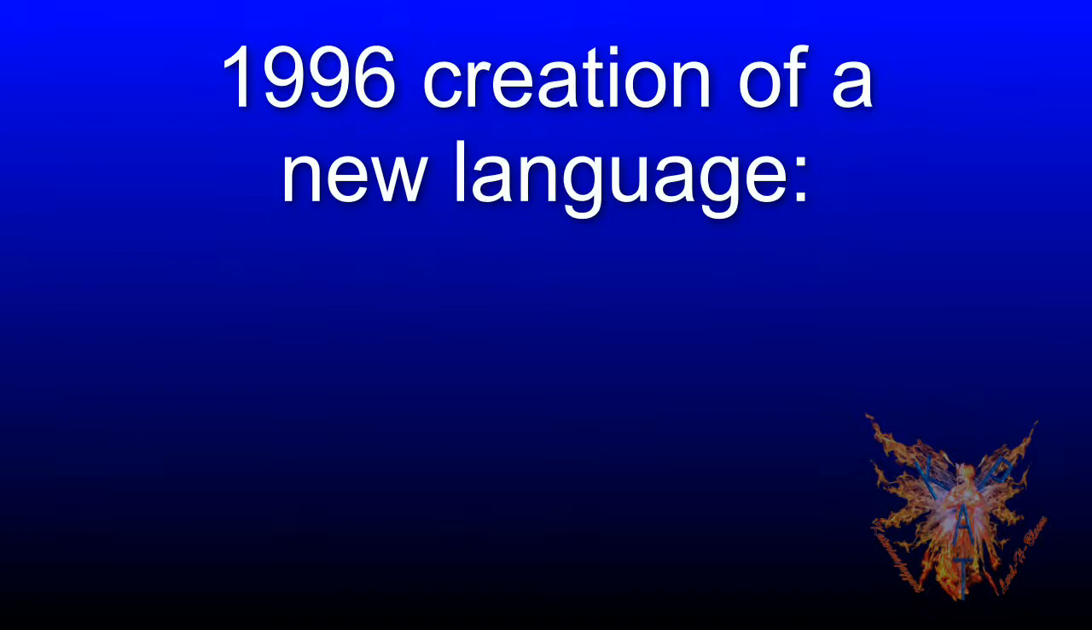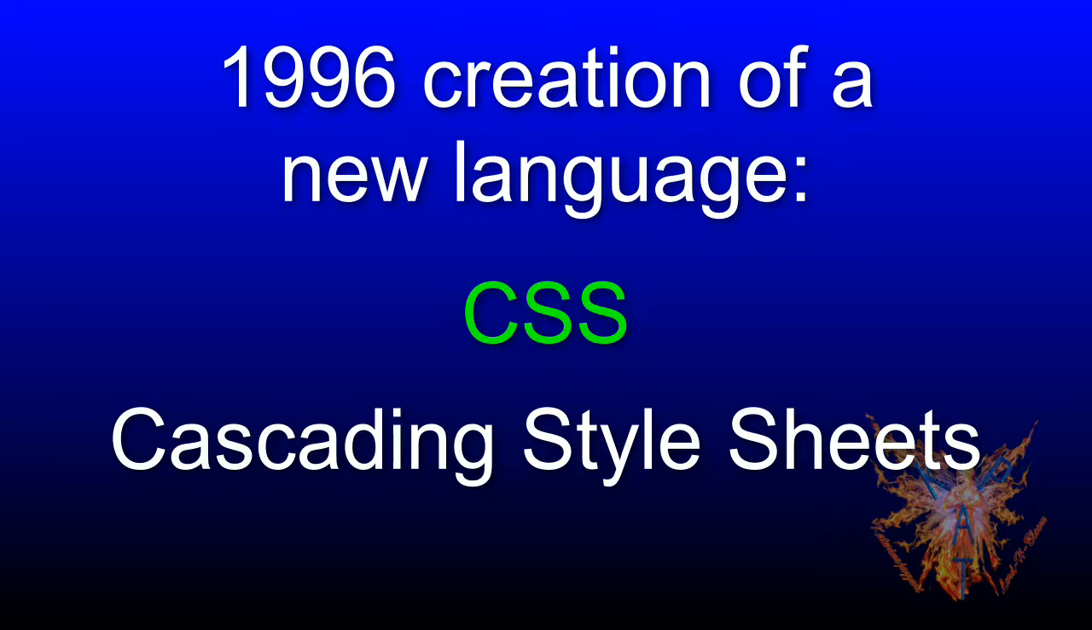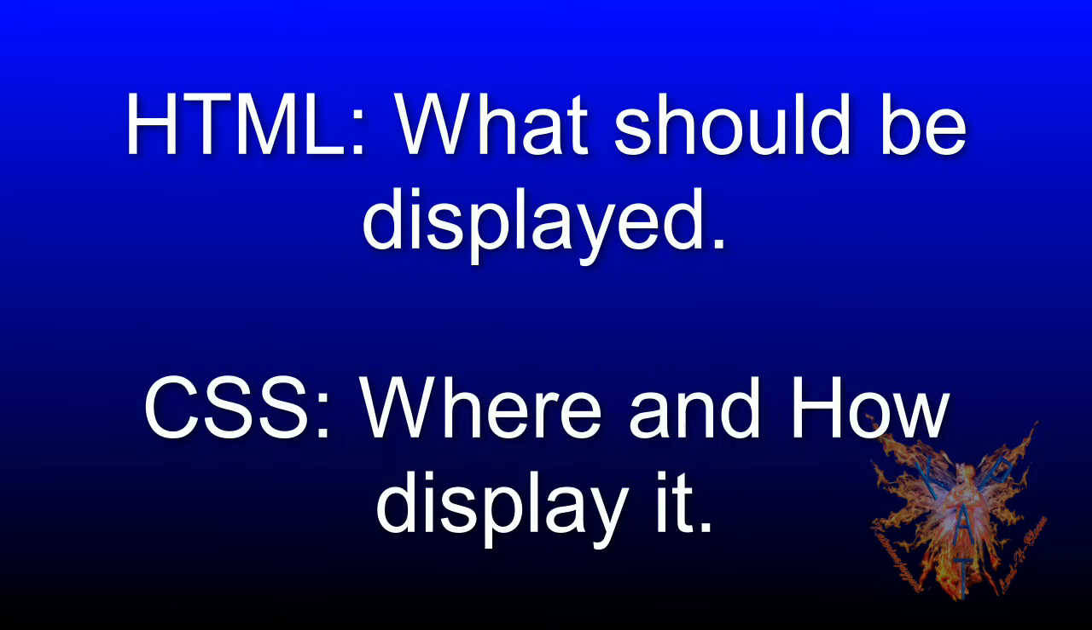So, in 1996, a second language was created, which enables the layout of your site. This language is CSS, or Cascading Style Sheets. Of course, like HTML, CSS has evolved a lot since its creation, and at present we use version 3. These two languages are the necessary basis for the creation of websites. They are complementary: the HTML will say what to display, and the CSS, how to display it.